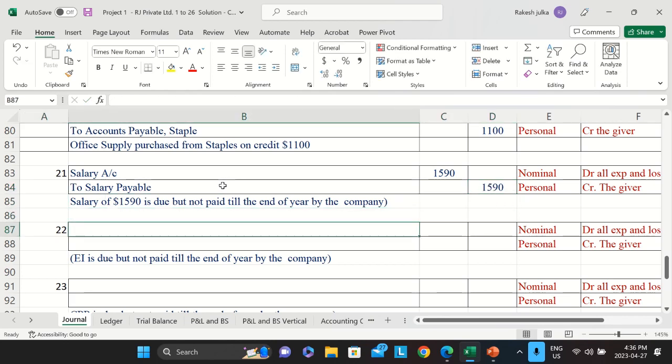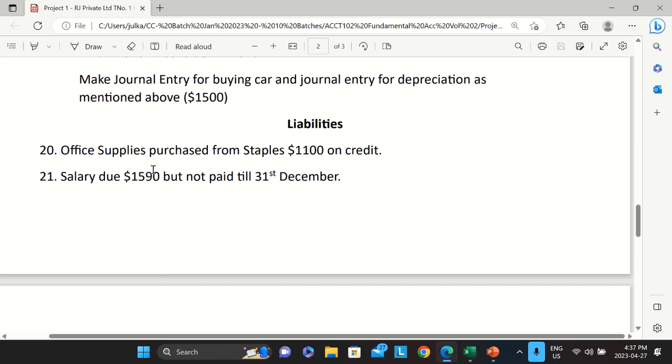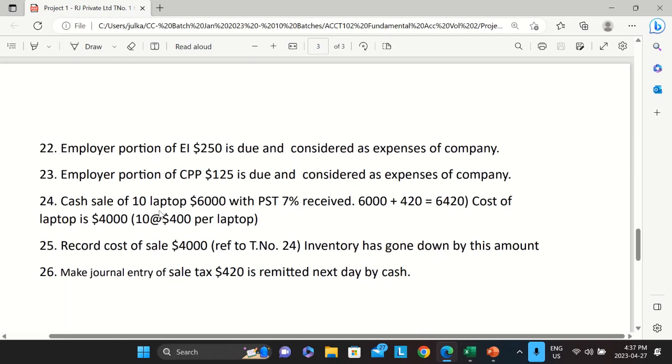Okay, so salary account debit to salary payable. The next transaction is employer portion of EI 250 is due and considered as expense of the company. Yes, so employer portion of the EI, right? So what is that? EI is employment insurance. So due but not paid mean EI expenses account debit to EI payable.